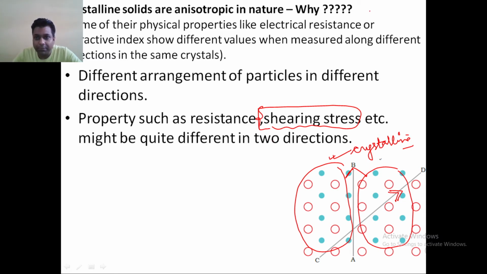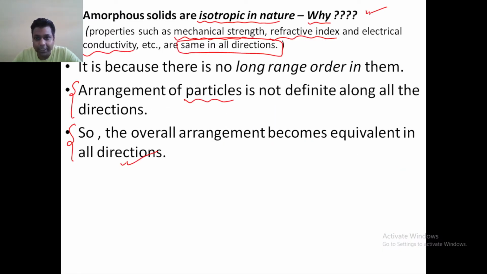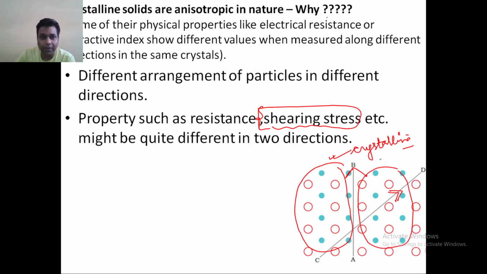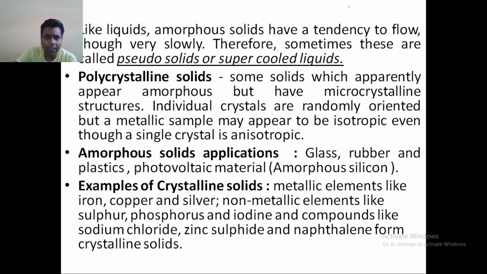So sometimes the question comes as I have discussed: why is an amorphous solid isotropic in nature, and why is a crystalline solid anisotropic in nature. Very important concepts are involved, and the question sometimes comes in a conceptual manner as a short answer type. That's why I have discussed this point separately.